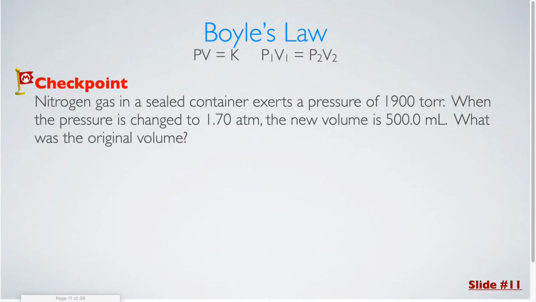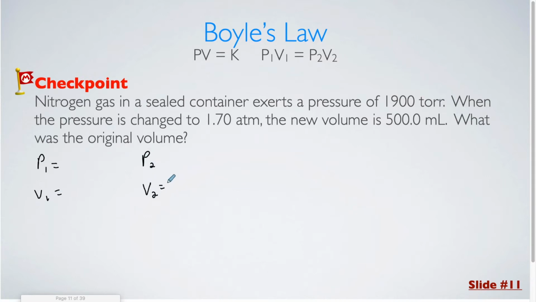For our next Boyle's Law problem, this time we are using nitrogen gas in a sealed container. It's exerting a pressure of 1900 torr. When the pressure is changed to 1.70 atmospheres and the new volume is 500.0 milliliters, what was the original volume? So just like before, I need to identify each of the variables that are either given or are asked for.